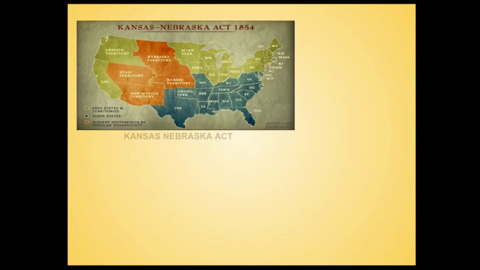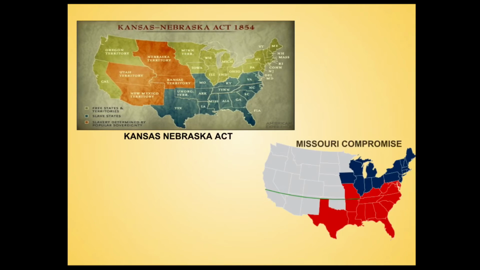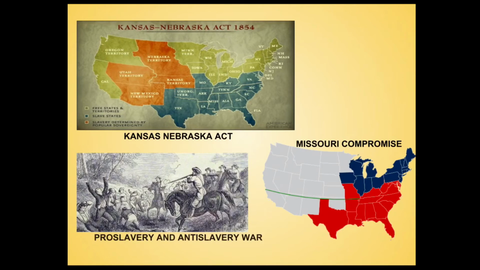Bloody Kansas connects to the Kansas-Nebraska Act. Senator Stephen Douglas of Illinois proposed the Kansas-Nebraska Act in 1854. This act abolished the Missouri Compromise line, which was used as the border between free states and slave states. As the Missouri Compromise line was removed, it was replaced with popular sovereignty.